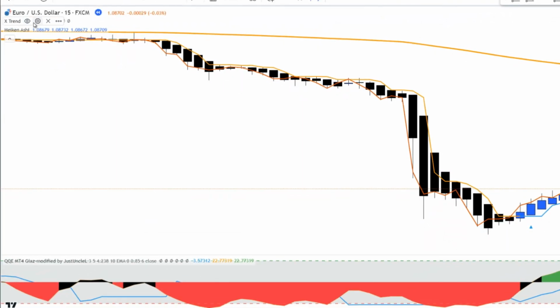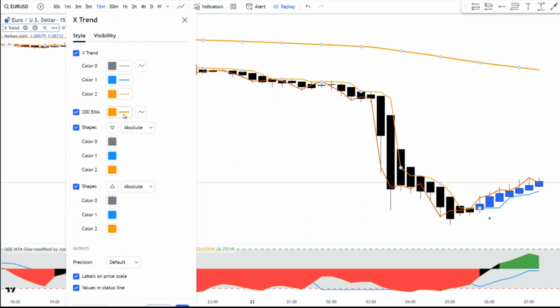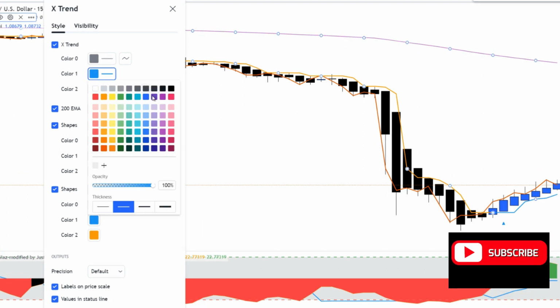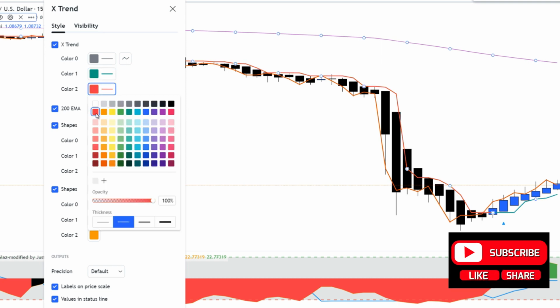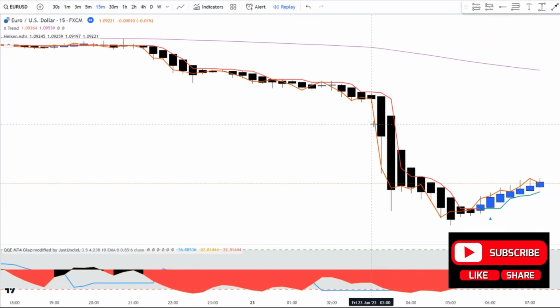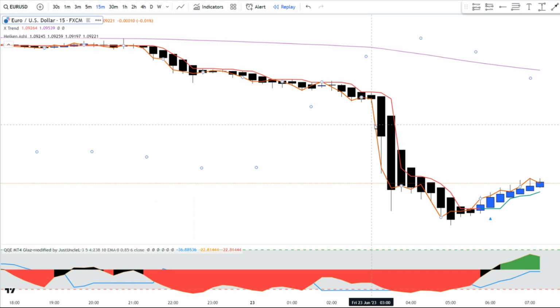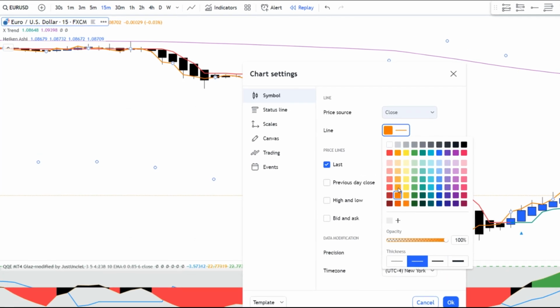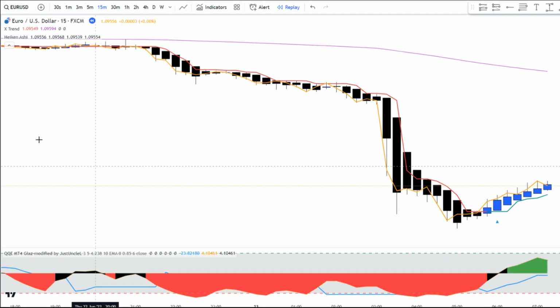Now the final change is on extreme trend. Click the settings, and under the style tab, change the color of 200 EMA. Plus, for easy understanding of the extreme line, we're going to change the long signal to green and the short signal to red. The shapes are optional. If you want to change it, it's up to you. And lastly, let's make the actual price line a little brighter.